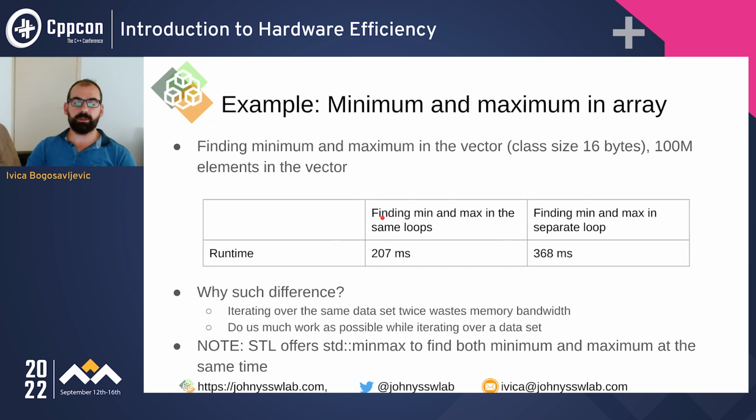So what is the conclusion? The conclusion is that if you need to iterate over your data, iterate only once and do as much work as possible in order to get a good speed improvement. Now in the STL you have std::minmax to find both minimum and maximum, so you don't need to call std::min and std::max. But this is general, it works for all data. So you want to bring your data from the memory once, do the processing and return it back to the memory and not touch it again.